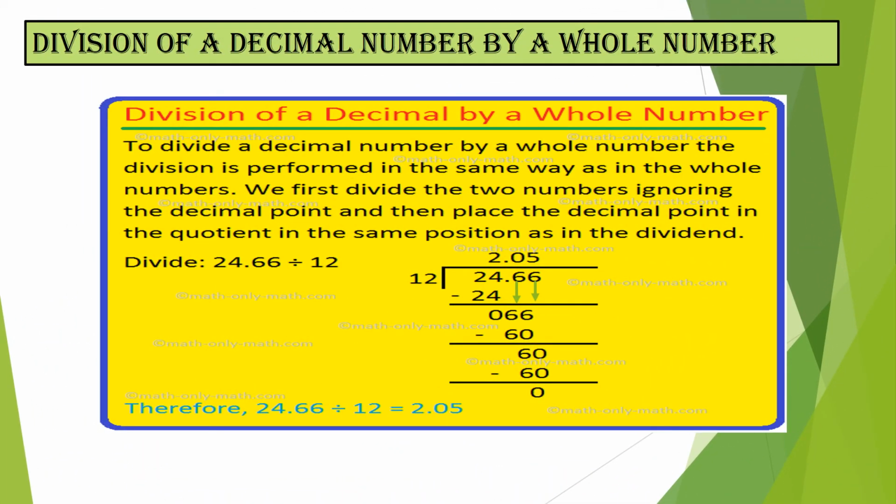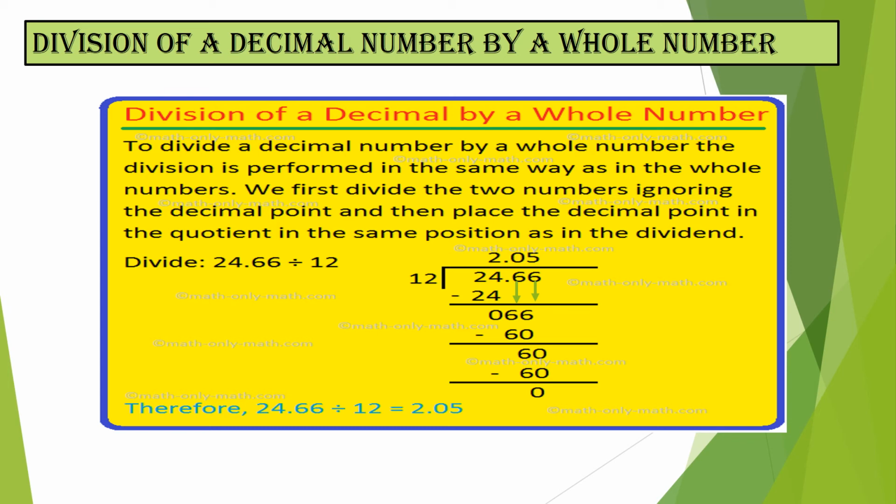Division of a decimal number by a whole number. To divide a decimal number by a whole number, the division is performed in the same way as in whole numbers. We first divide the numbers ignoring the decimal point and then place the decimal point in the quotient in the same position as in the dividend. Here you are dividing 24.66 by 12. On dividing, the answer you get is 2.05.